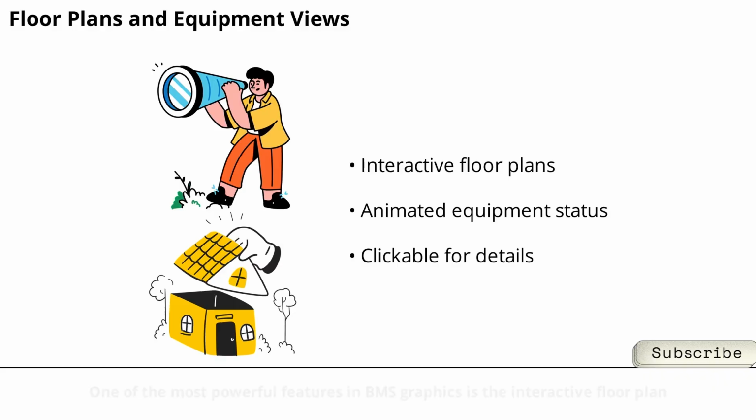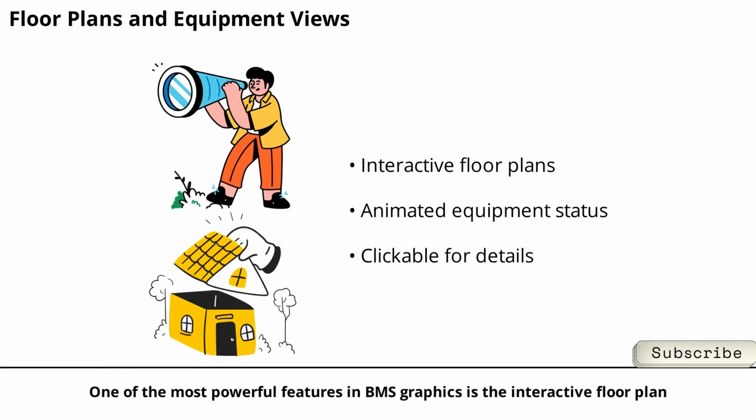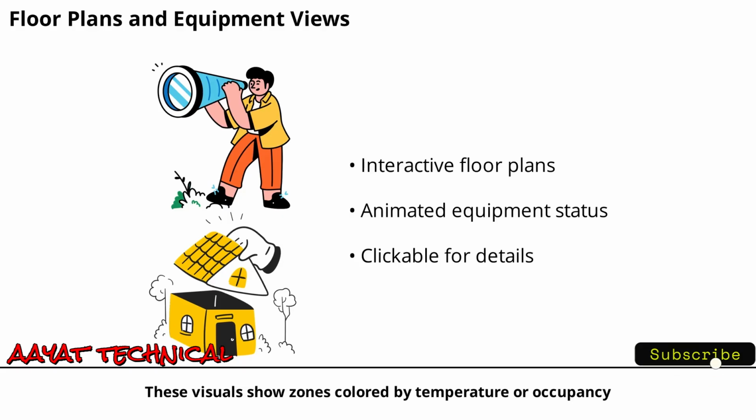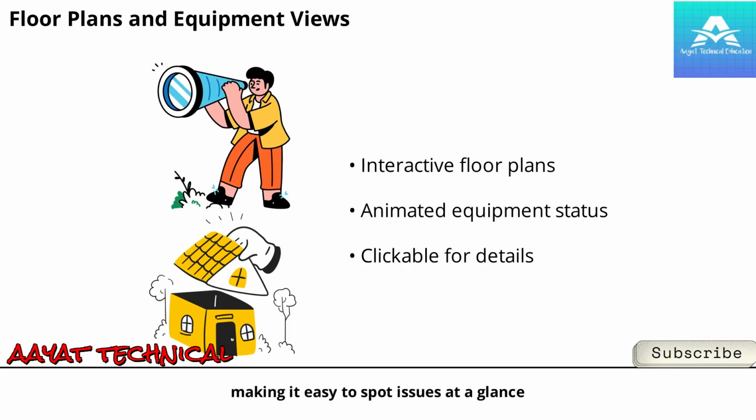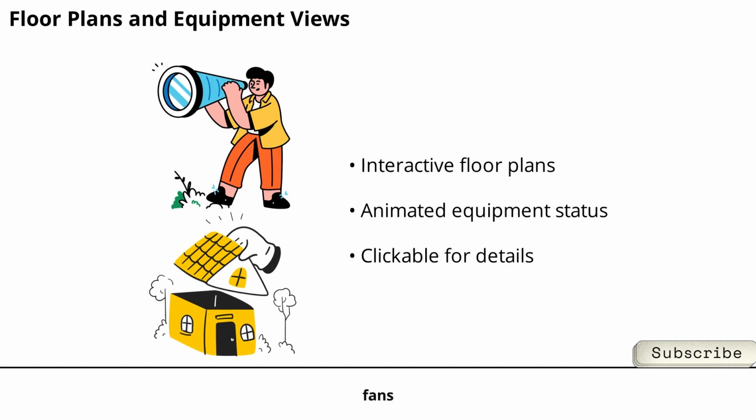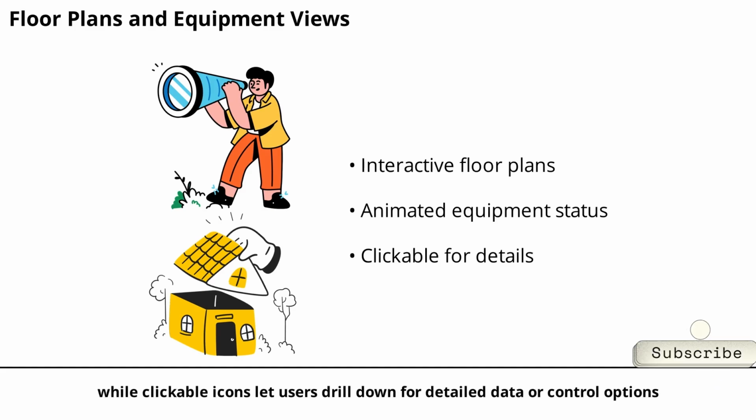One of the most powerful features in BMS graphics is the interactive floor plan. These visuals show zones colored by temperature or occupancy, making it easy to spot issues at a glance. Animated graphics indicate the status of valves, fans, and other equipment, while clickable icons let users drill down for detailed data or control options. This approach not only enhances situational awareness, but also speeds up troubleshooting and maintenance.